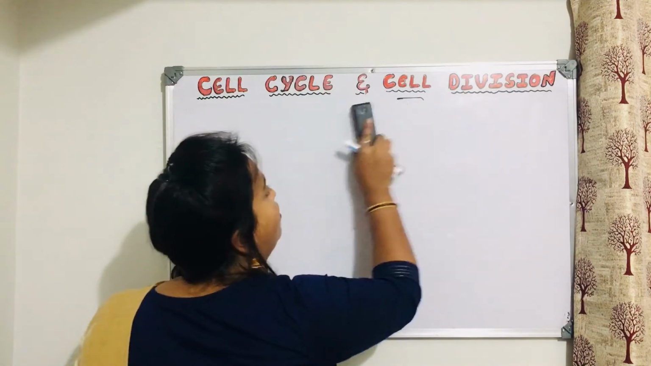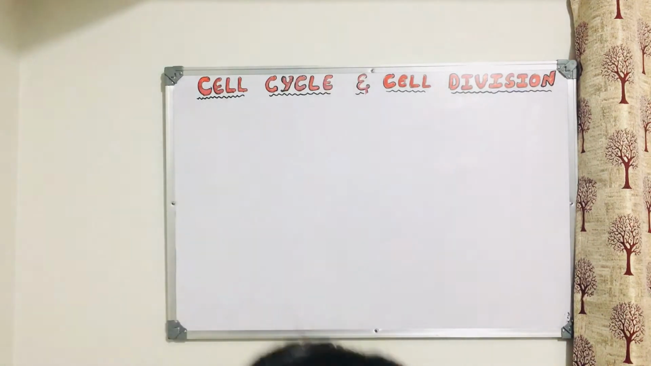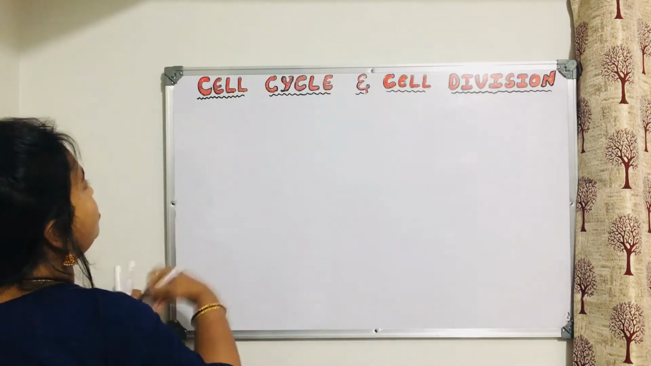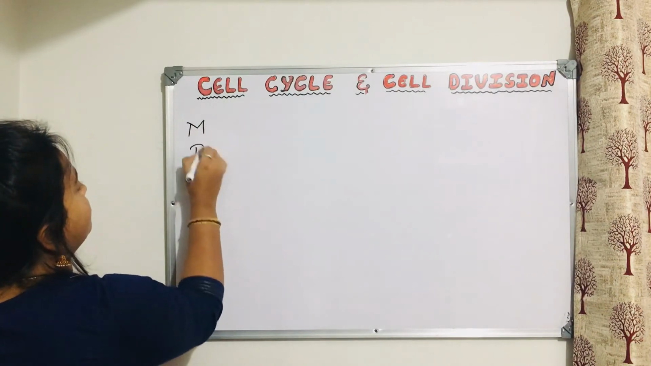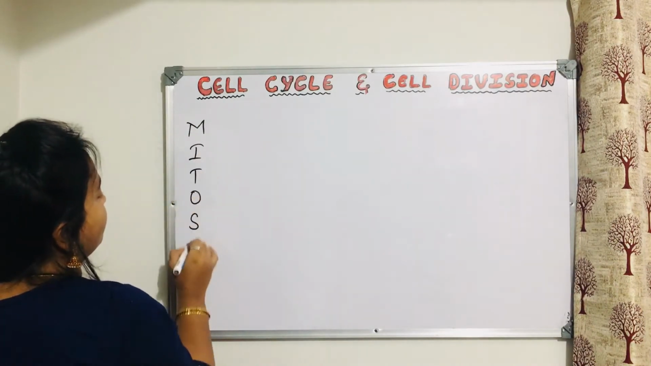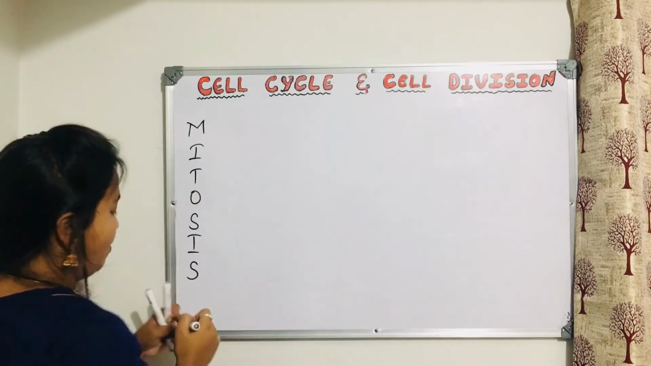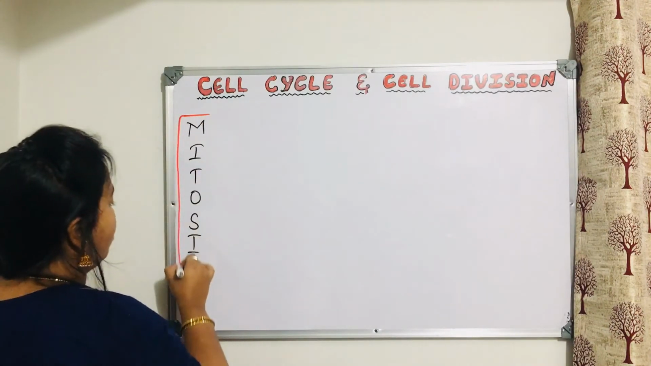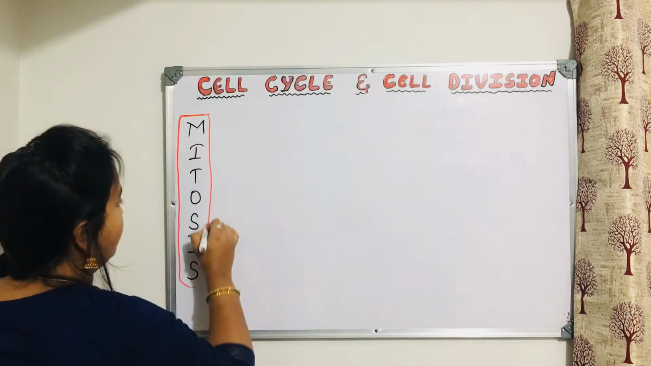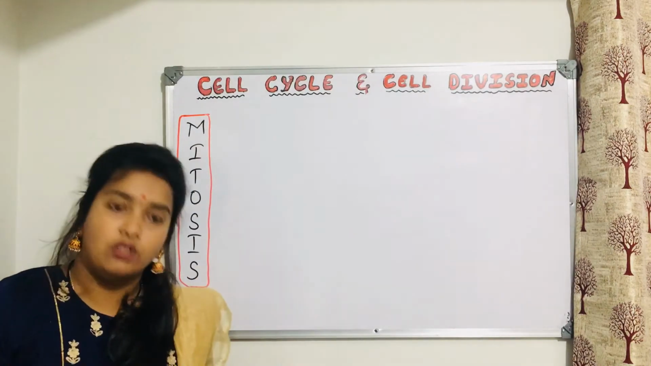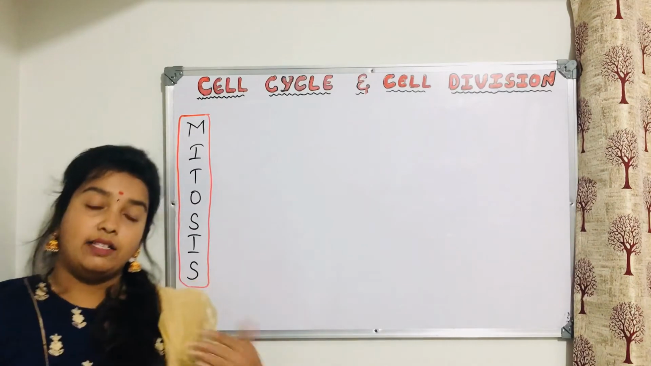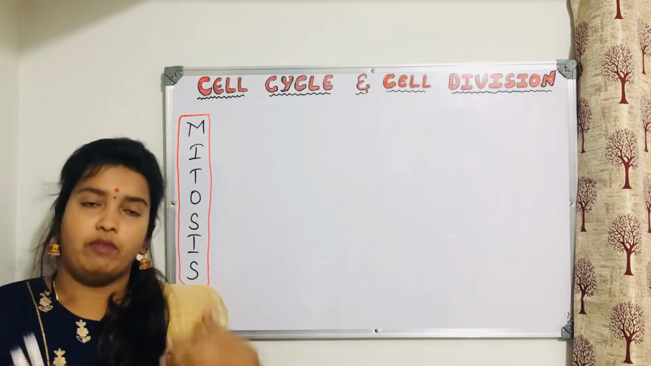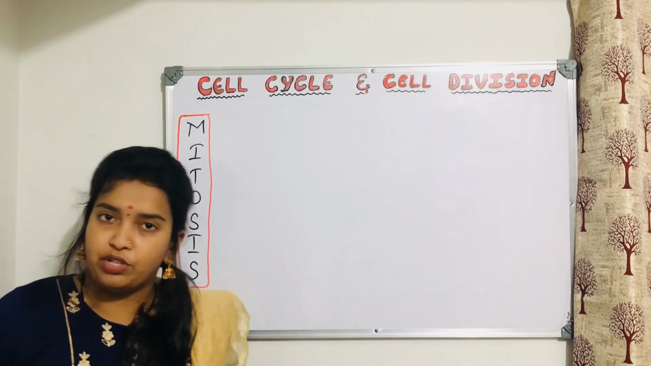Now let us consider this and find out what will happen, what the stages of mitosis are. So let us start. First of all, we are talking about mitosis. What is the other name for mitosis? Mitosis is also called equational division. Why is it called equational division? Because it is going to give the same amount of chromosomes that the parent cell has. So we call it equational division.